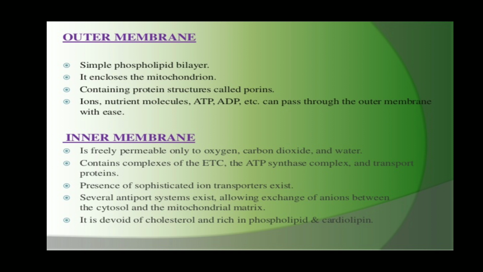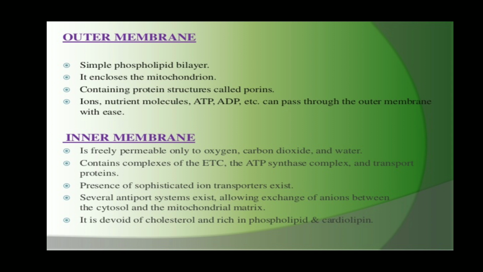So after the utilization of ATP, what will happen? ADP and inorganic phosphate will be generated, and again this ADP and inorganic phosphate will be recycled to convert it into ATP. Okay, then the transporter proteins. These sophisticated ion transporters exist on the inner membrane of the mitochondria. Several antiport systems also exist on the inner membrane, which allow the exchange of anions between the cytosol and the mitochondrial matrix.